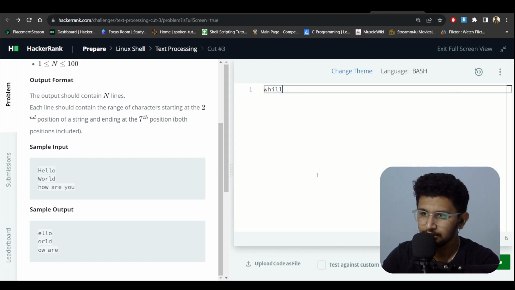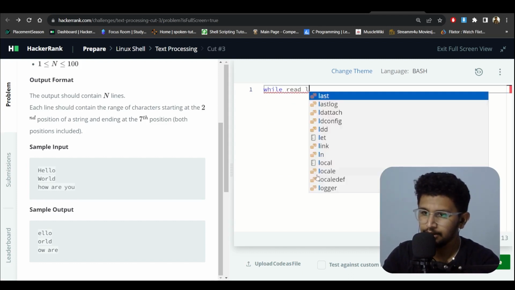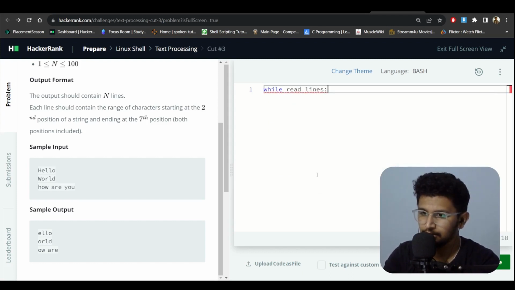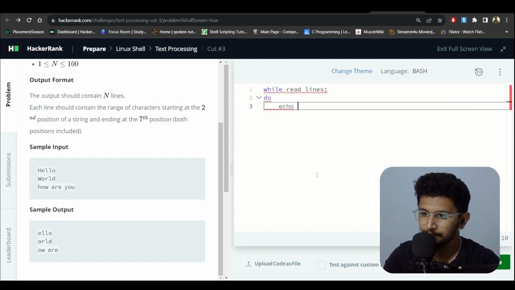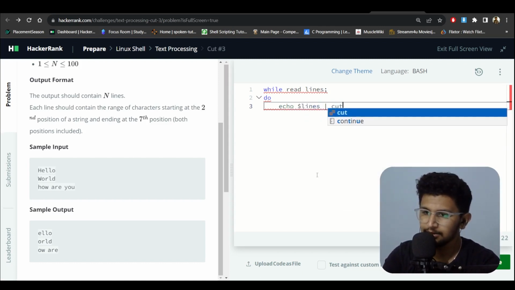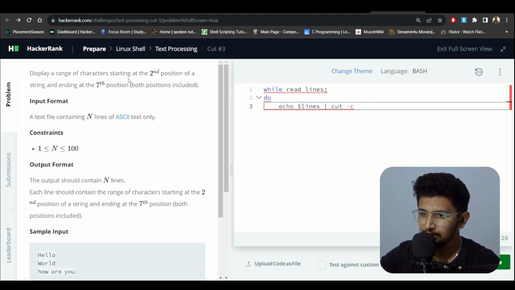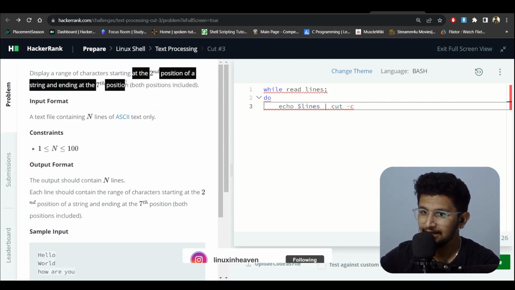Okay, let's take while read lines. Okay, now do say echo, and I say I need to display the lines, and then I will send it for cut and character -c. But now they are saying that starting at second position of a string and ending at seventh position.